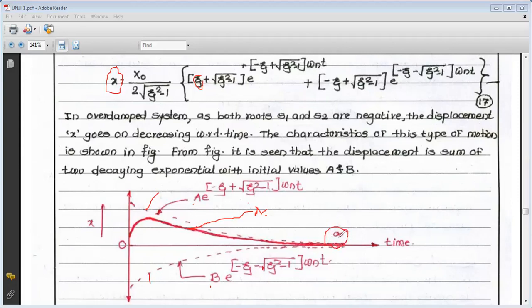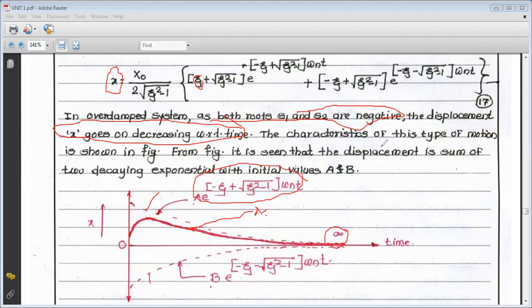Now we know that in an overdamped system, as both roots s1 and s2 are negative, the displacement x goes on decreasing with respect to time. So a e raised to s1 t is decreasing, and b e raised to s2 t is also decreasing, because there is an exponential term, so it decreases exponentially. One is in the positive direction, one is in the negative direction.